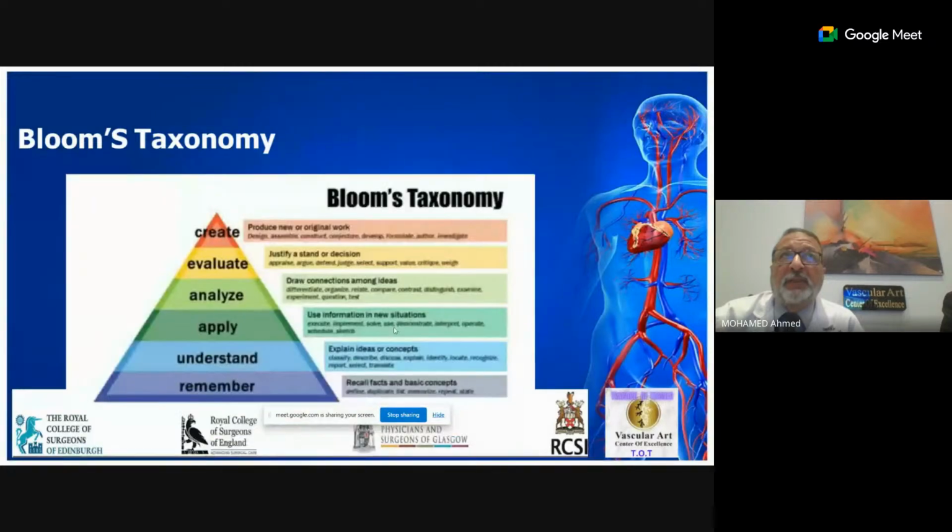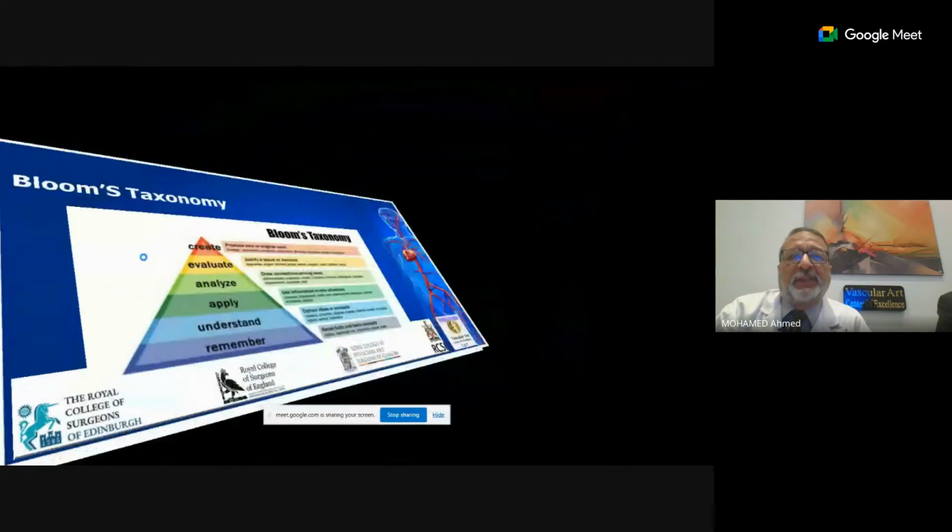TOT is based on Bloom's taxonomy, which means that at the basic level, I will let you know how you remember the information, maybe a little bit understand the information, but I will also teach you how to apply the information, analyze the information, evaluate, and then hopefully create. So a lot of people can have a duplex scan, but they don't know what they are looking at and how to look at it. This is Bloom's taxonomy. Hopefully we will be able to put you in the upper 2 categories, evaluate and create, rather than remember. And this is the basis of TOT.